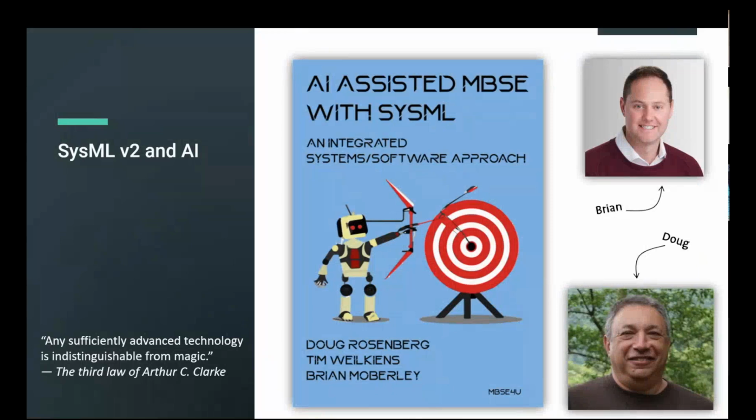I think it was already two years ago, maybe three years ago, that Doug Rosenberg contacted me with the idea: Tim, let's use ChatGPT as an AI assistant for MBSE processes with SysML v2. Doug Rosenberg is the main author of this book. Maybe some people know Doug. He has written many other books, and he's been in the modeling community since the 1990s, starting with UML version 1. And Brian Moberly at the top also joined this book project.